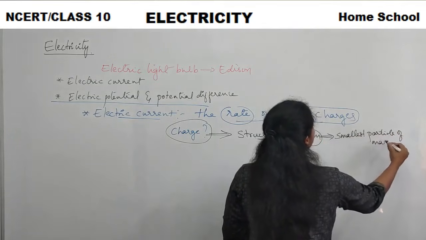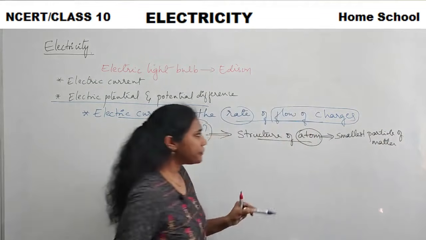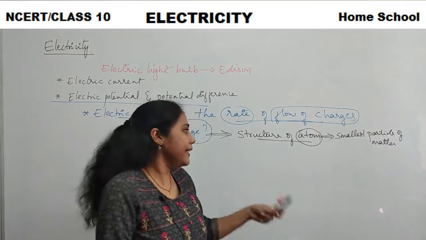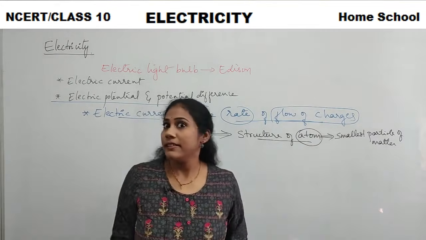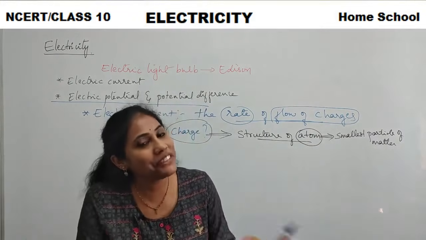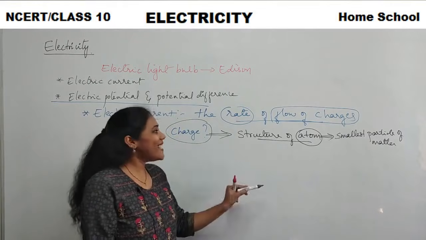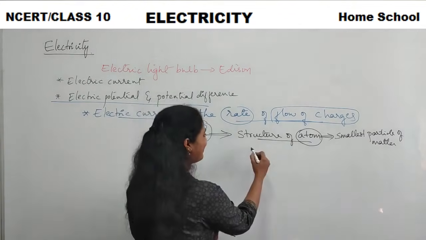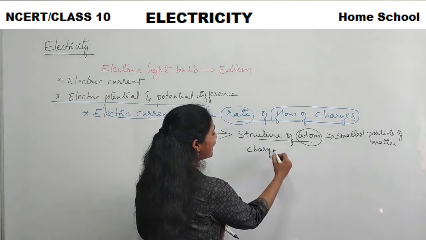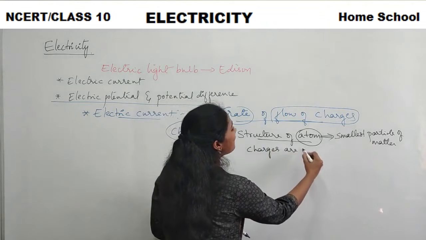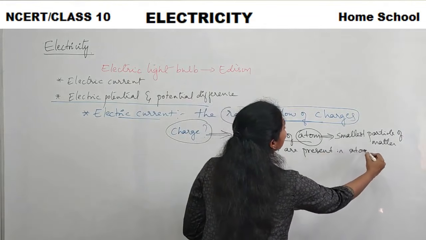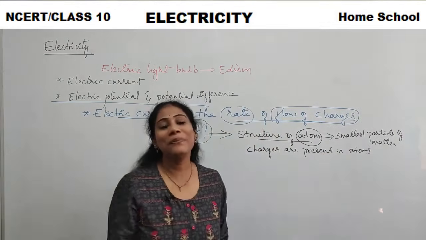Atom is the smallest particle of matter. Now, if I draw the structure of the atom, in everything an atom is there. That means in every body, do we have charges? Yes, charges are actually present in the atom. So where are the charges present? Charges are present in the atom. Everywhere atoms are there.